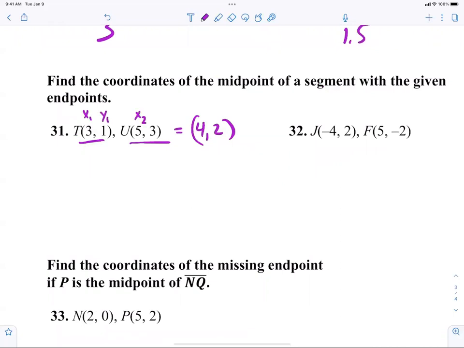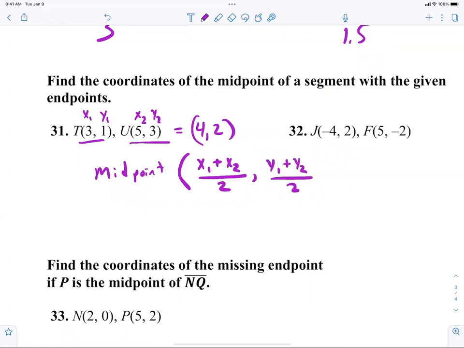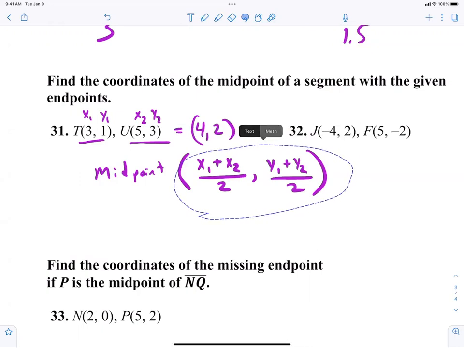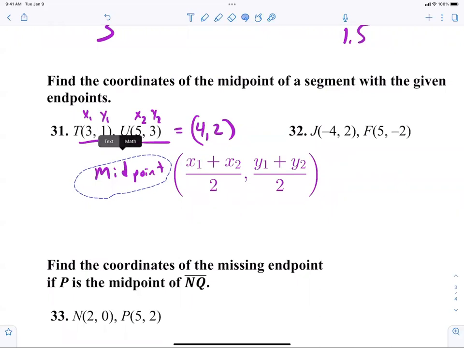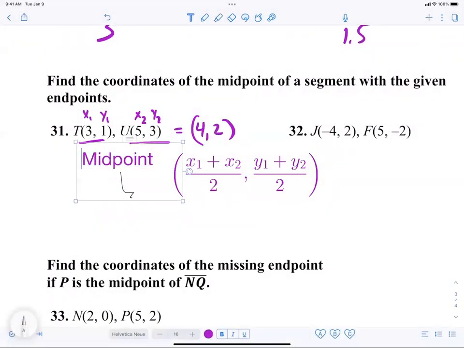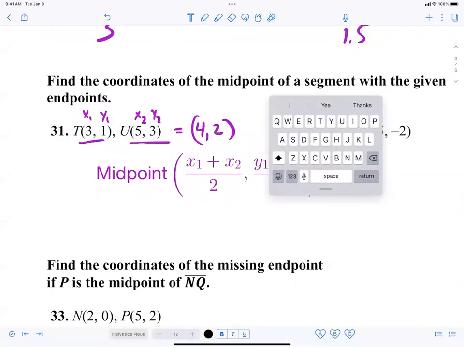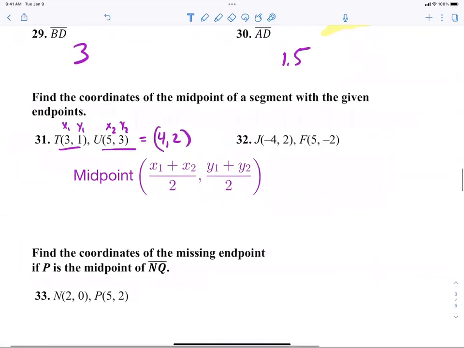That's X1, X2. This is Y1. This is Y2. So again, I don't understand what the big deal about the midpoint formula is. The midpoint formula is (X1 plus X2) divided by 2, comma, (Y1 plus Y2) divided by 2. All right, anybody have any issues with that? That's just the midpoint formula. So you're just simply adding the x's, dividing by 2, adding the y's, dividing by 2.